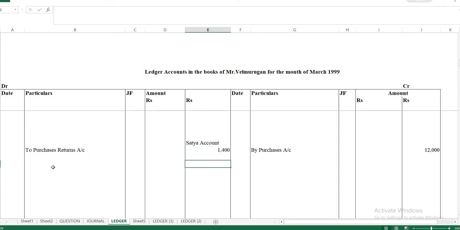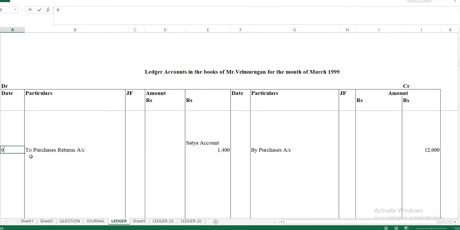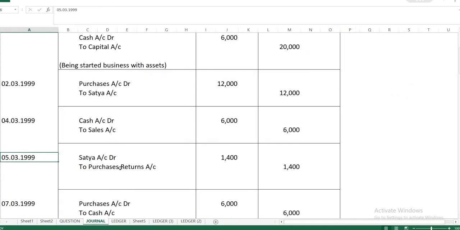Okay, in the Satya account, "to purchases returns account" on the debit side. It occurred on the 5th, so that date also has to be mentioned: 5th March 99.